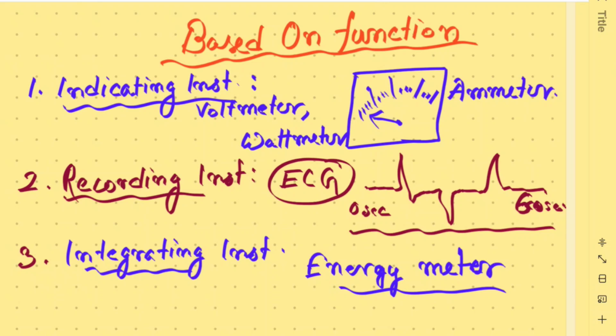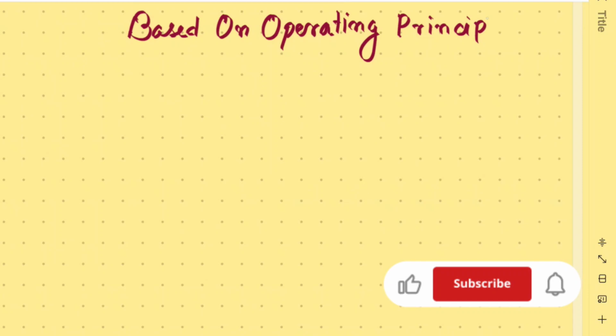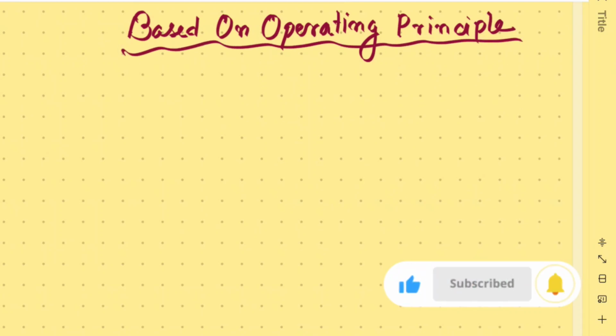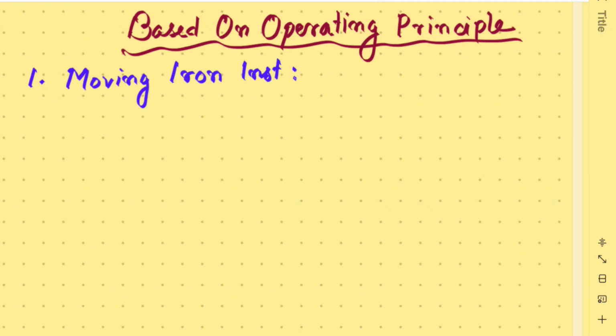Now we'll see the third category, that is based on their operating principle. In this category, the first one is the moving iron instrument. It is used to measure AC and DC.